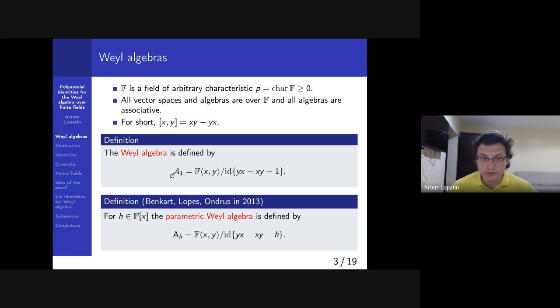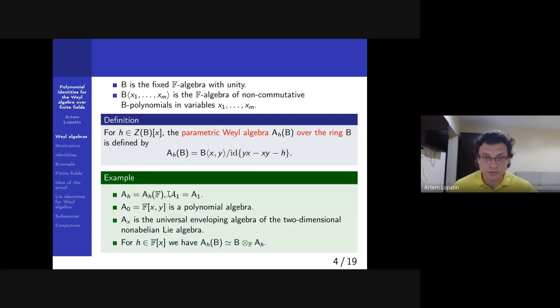Here you can notice that we use different letters. Here, this letter, and here we use another letter. We do it on purpose. Probably for this talk it's not very important, but not to mix them, okay? Then if we have H equal to 0, we obtain the usual polynomial algebra, which is quite clear.